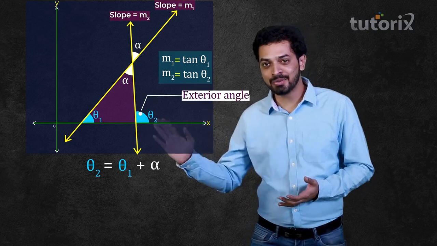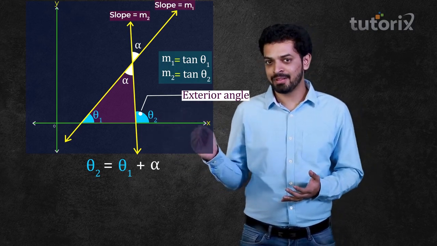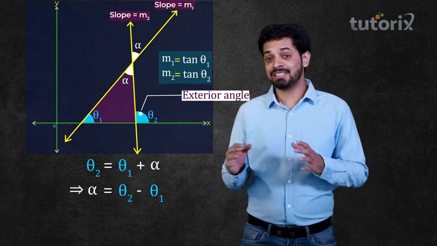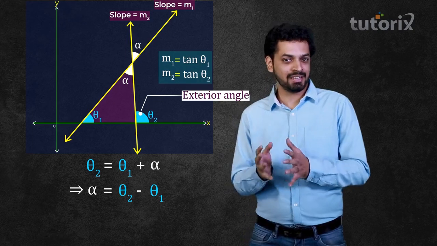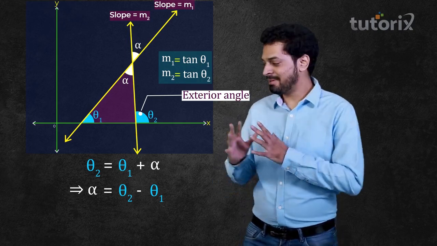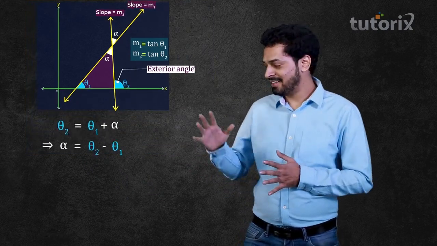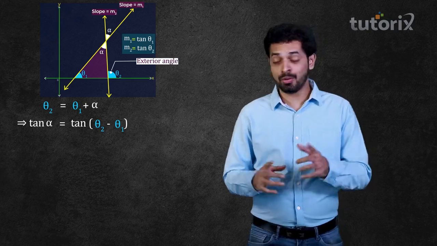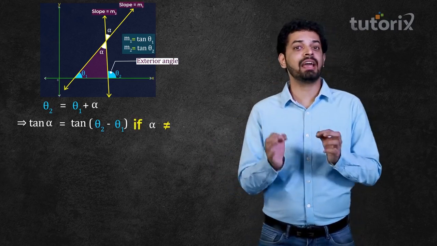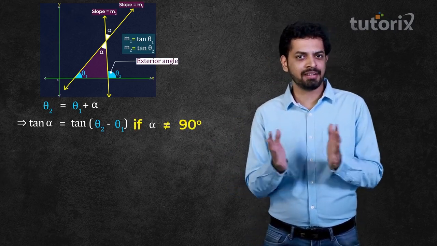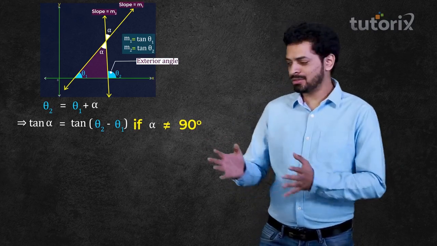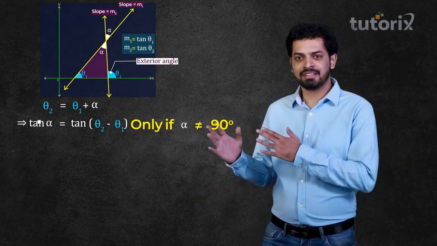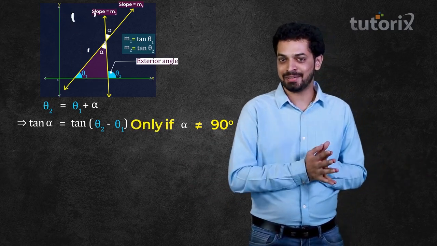So we have theta 2 is equal to theta 1 plus alpha, or rather alpha is equal to theta 2 minus theta 1. But since we have some information about the tan of theta 1 and tan of theta 2, let us apply tan on both sides. So we have tan alpha is equal to tan of (theta 2 minus theta 1). But mind you, you can only do this if alpha is not 90 degrees, because tan of 90 degrees is not defined. Right? So this statement is valid only if alpha is not 90 degrees.